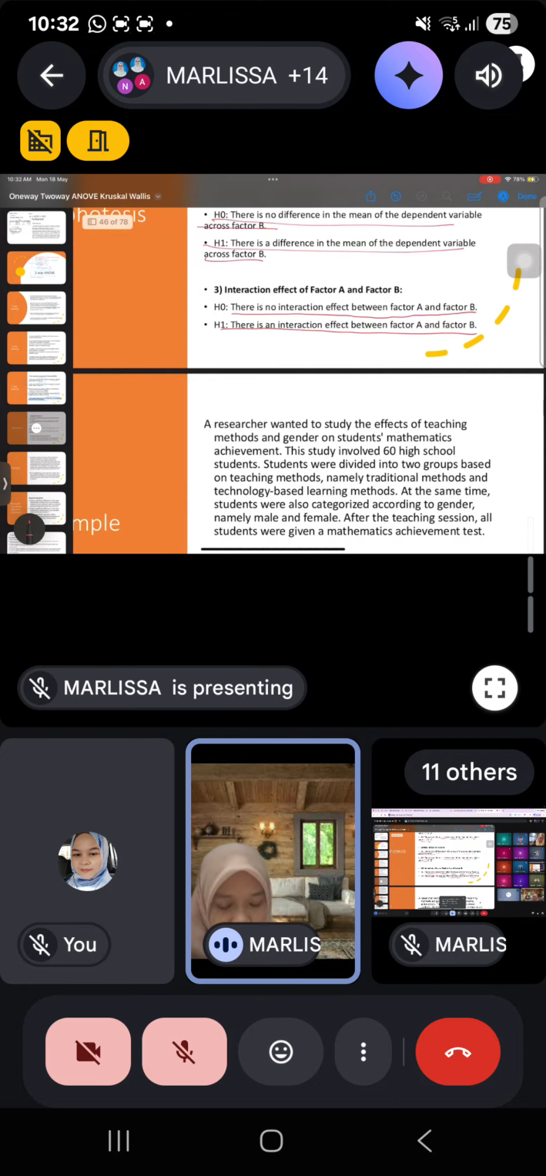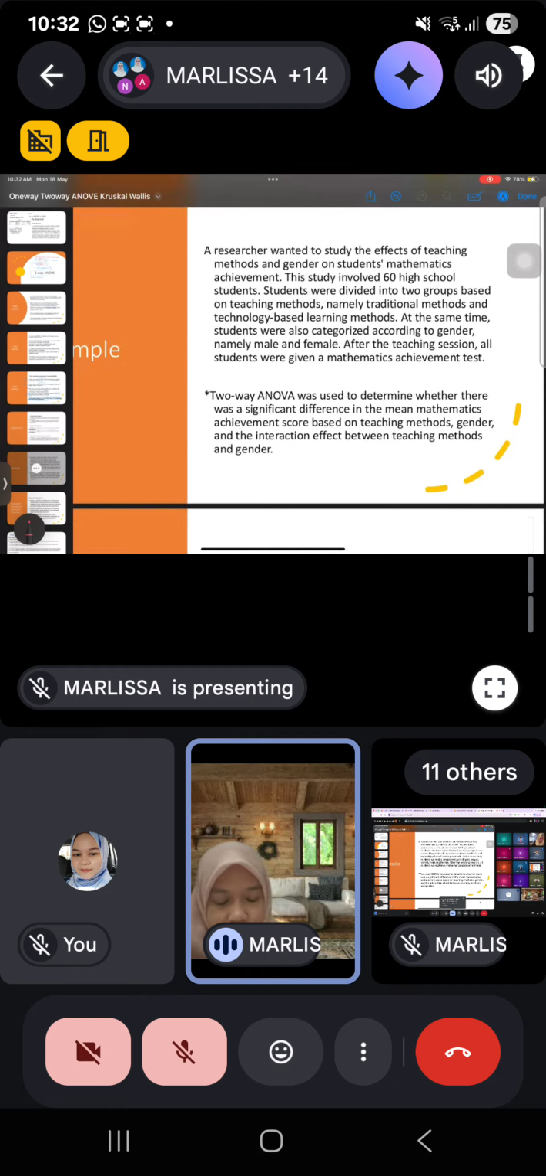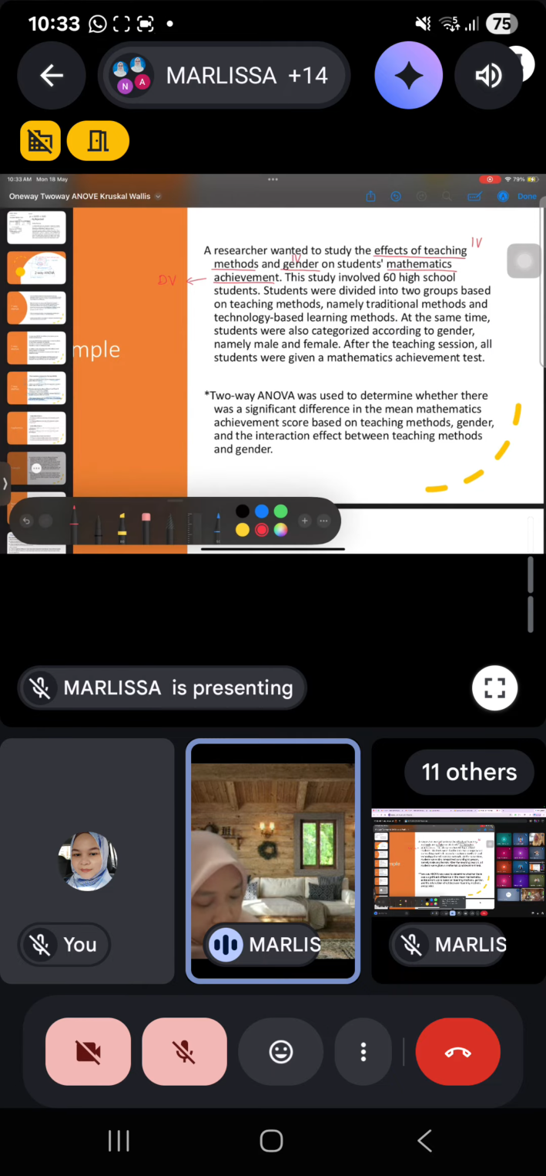Okay, so let's look at this example. It says here that a researcher wanted to study the effects of teaching methods and gender on students' mathematics achievement. So teaching methods is the IV. And gender is also an IV. So in this case, we have two IVs. Students' mathematics achievement is the DV.